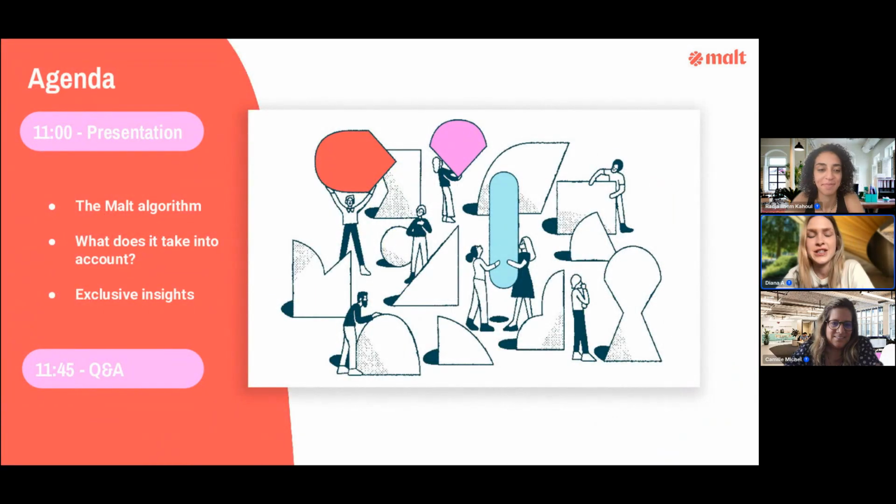Oh yeah, so this is the agenda for our session today. We've received a lot of questions from you because we were asking you to send them in advance about the algorithm. And so obviously, as Malt algorithm is a very broad topic, as you can imagine, we received lots and lots of questions. So we've tried to categorize them into a few sections. The first is definitely the Malt algorithm itself. Then what does it take into account? And then exclusive insights on how to optimize your profile as a Malt platform user.